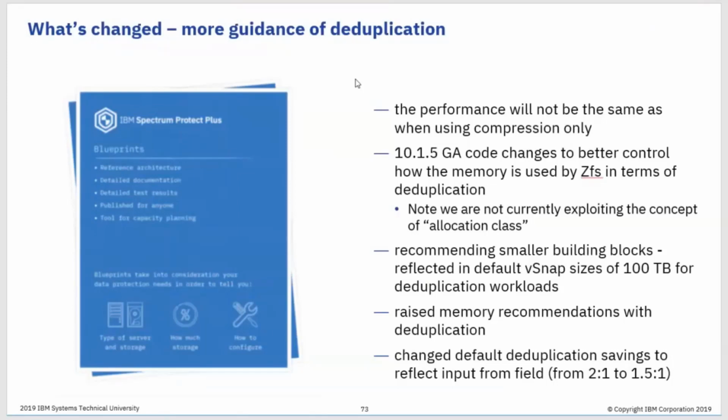We've raised the memory recommendations. We're going to look at those in detail. And again, based on field feedback and deduplication we're seeing in the field, we've changed the default ratio to use from 2 to 1 to 1.5 to 1.